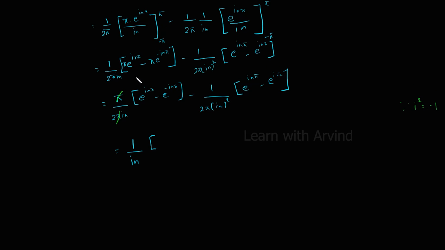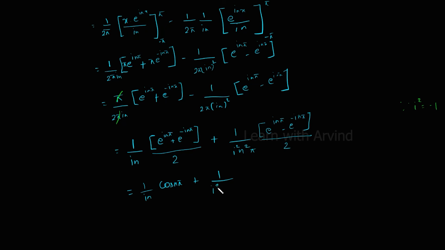Sorry, I have made a mistake. Here this is plus, this is not minus. e power i n pi plus e power minus i n pi divided by 2. Minus and minus would become plus 1 by i squared n squared pi, e power i n pi minus e power minus i n pi divided by 2. We are substituting this value just like in the last case. Since we know sin n pi would become 0, the remaining term is this.